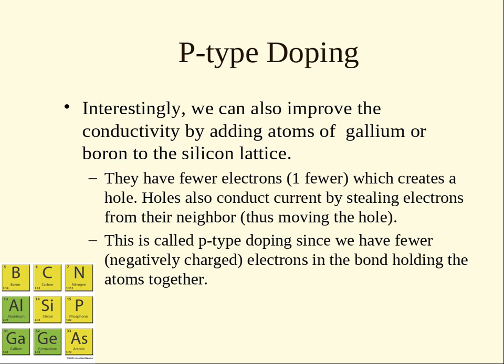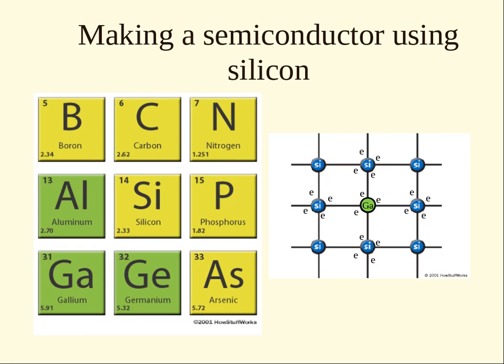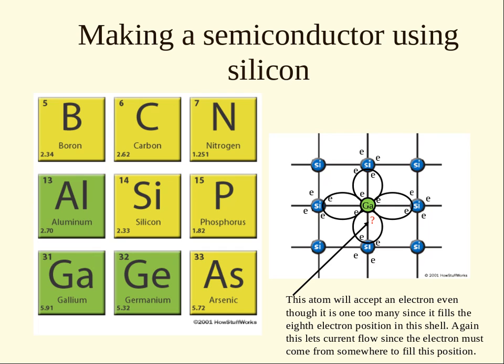The other version of doping that increases conductivity is atoms of gallium or boron. The idea here is that they have one fewer electron, which creates a hole, and a hole can steal electrons. So you can think of it as kind of pulling or sucking in a spot for an electron. So this atom will accept an electron even though it's one too many, since it fills the 8th electron position in the shell. Again, I'm kind of glossing over a couple things because we're not EE people. So this allows current to flow.